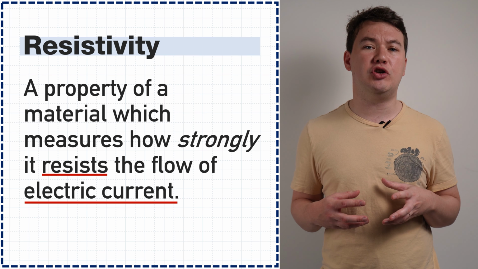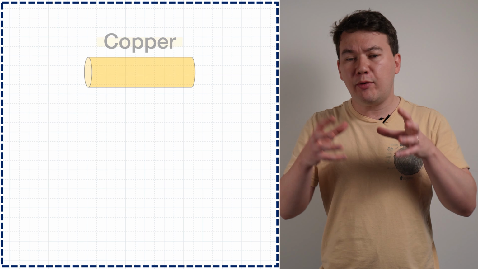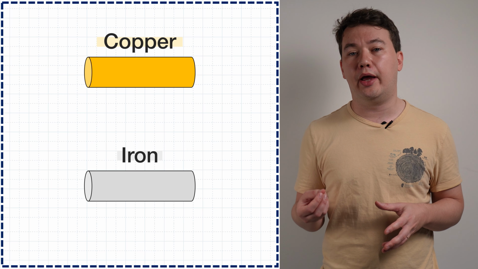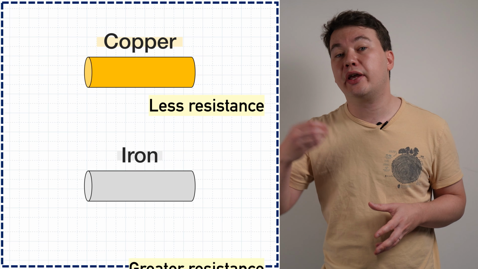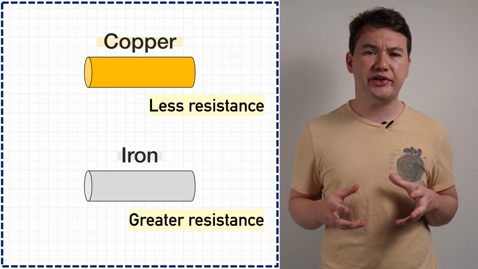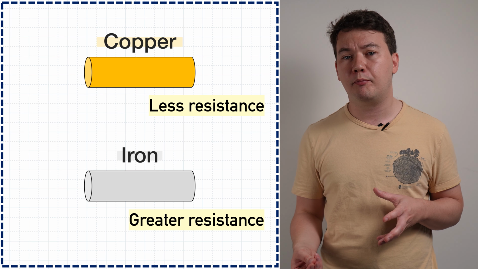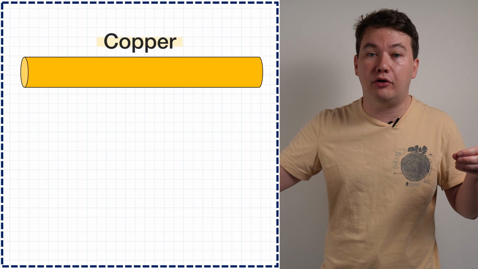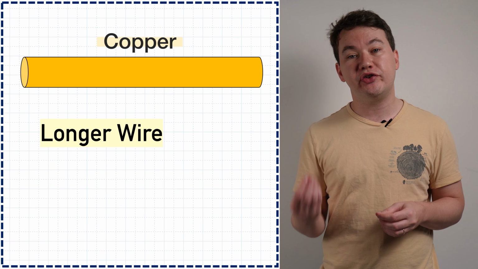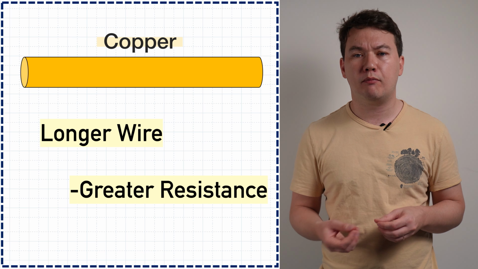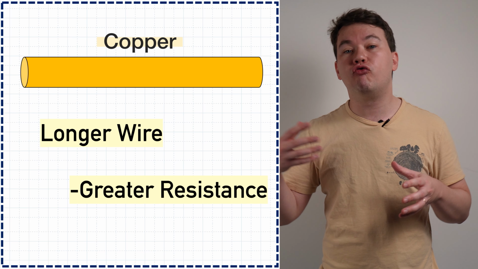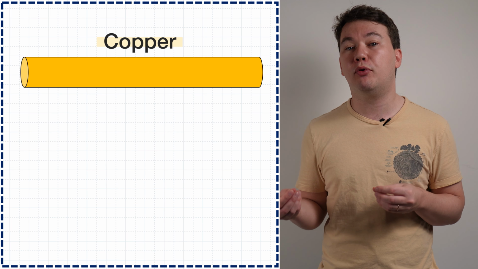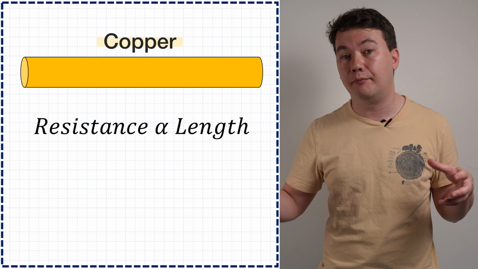I think this is best demonstrated with an example. Say we have a copper wire and an iron wire. We think of copper as having a lower resistance compared to iron, and in most cases this might be fair. But imagine we extend the length of this hypothetical copper wire. Its resistance will increase. The longer the wire, the greater the resistance. The resistance is in fact directly proportional to the length of the wire.